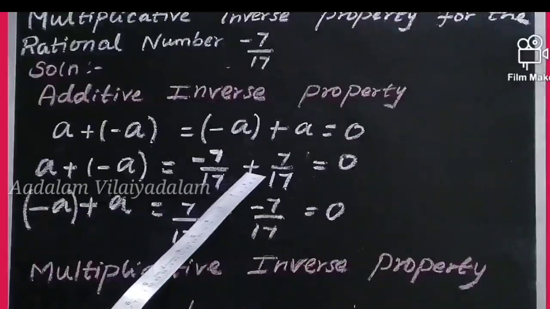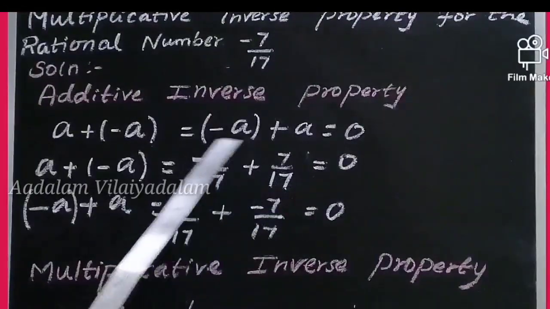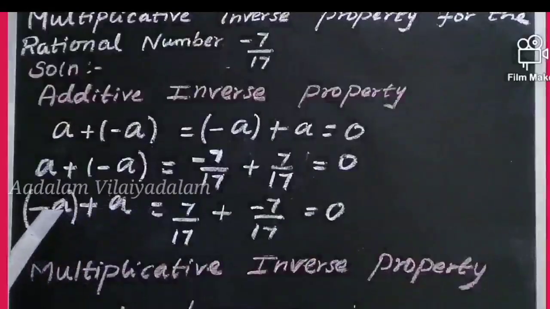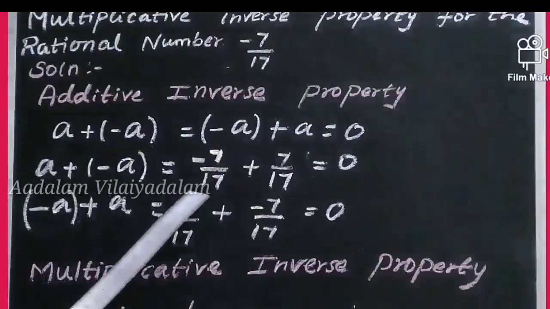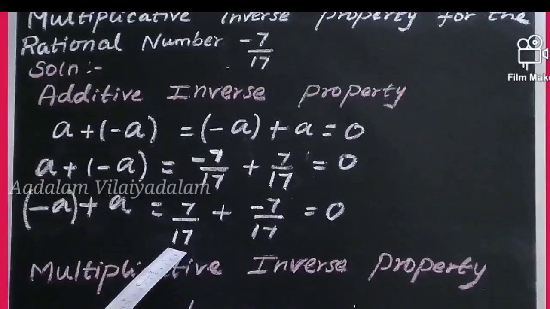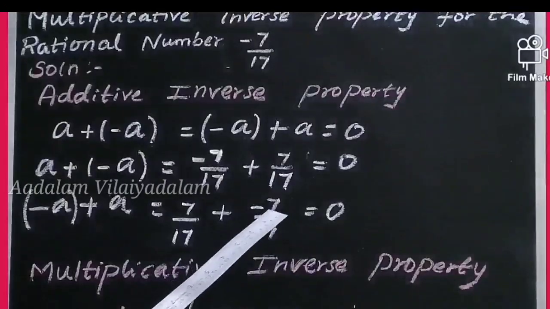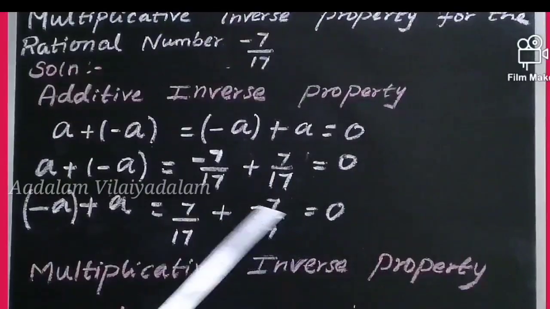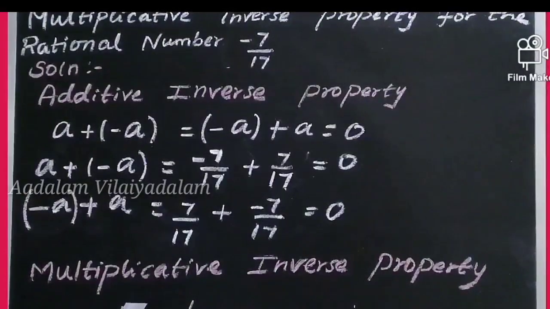Minus 7 by 17 plus 7 by 17, the answer is 0. Next we have to find the RHS value, minus A plus A. So minus A value is 7 by 17 plus A value is minus 7 by 17 equal to 0. Therefore, additive inverse property is verified.